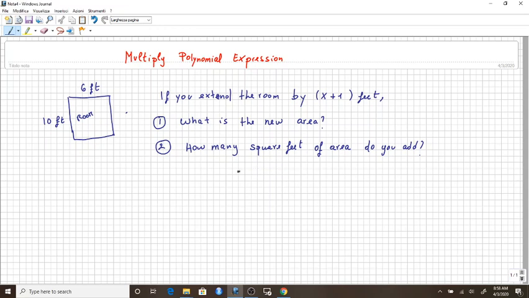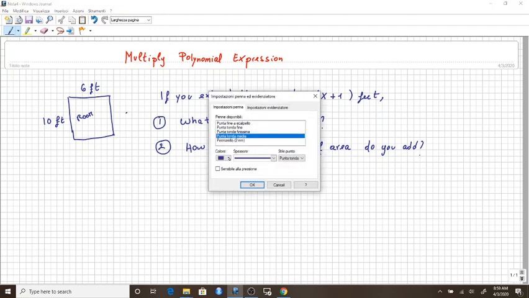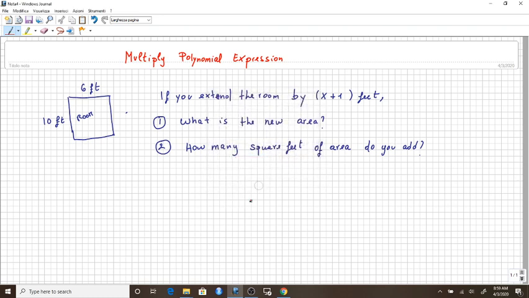Okay, so I assume that you already tried to work this problem. Let's see if we can answer these two questions. Alright, so the first thing we want to do is probably find the original area. We know that this is a 6 by 10 feet room, so the original area, since it's a rectangle, is length times width, so the original area is 60 square feet.